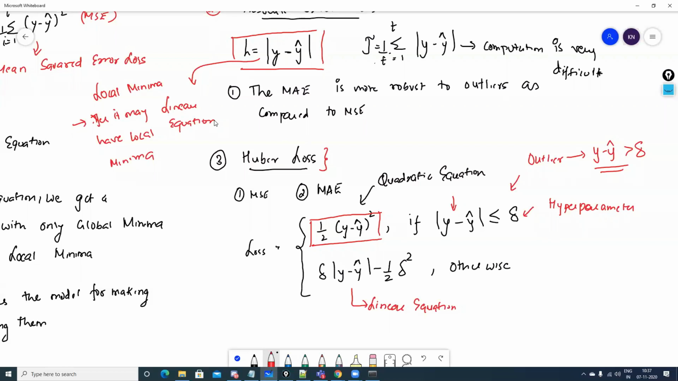Now, in order to fix both of these, we have used Huber loss, and we have combined both MSE and MAE, where it is a combination of a quadratic equation and a linear equation. Isn't it correct? Right?